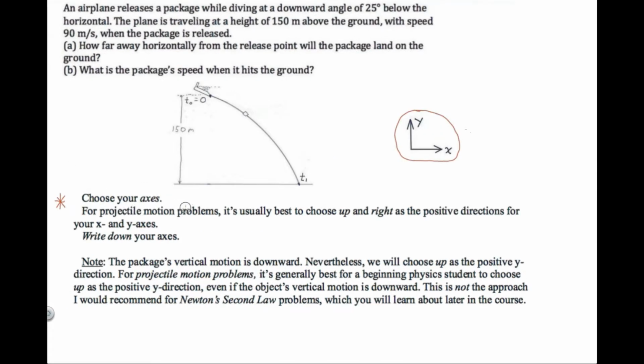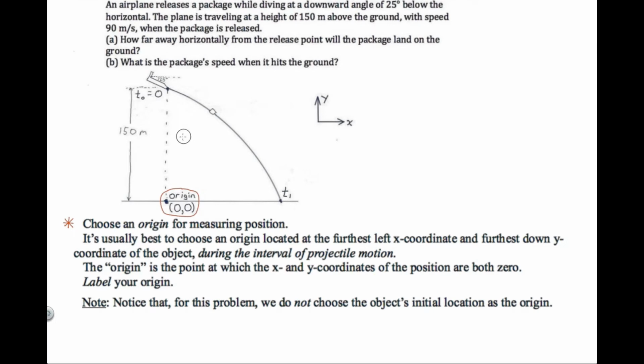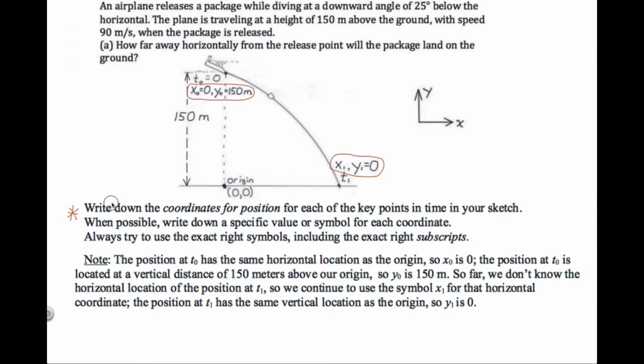For projectile motion problems, it's usually best to choose up and right as your positive directions. During the interval of projectile motion, this will be the package's furthest left position, and this will be the package's furthest down position. So let's choose this point as the origin for measuring position. Write down the coordinates for position for each of the key points in time in your sketch. When possible, write down a specific value for each coordinate.